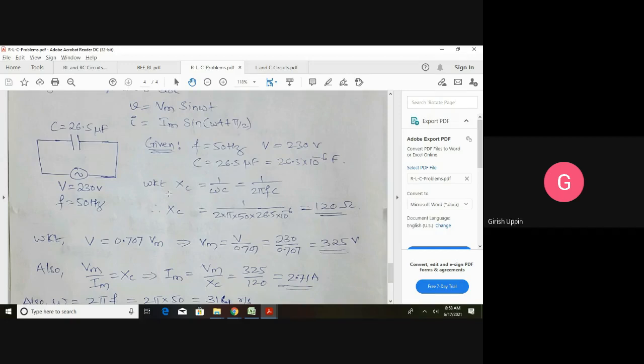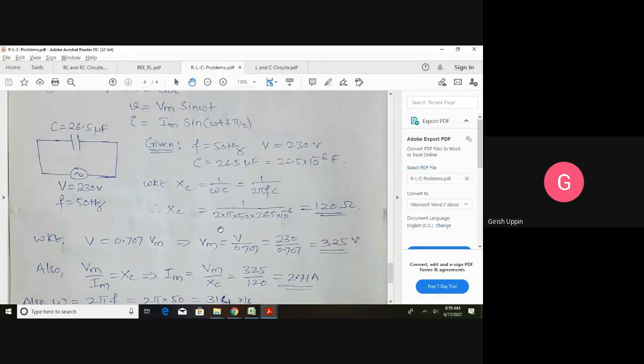Now, as I told you before, whenever C is given, first thing you will do is calculate XC. XC is equal to 1 by omega C. Again, common mistake, even before I said XC is equal to omega C. So you have to be very cautious. XC is 1 by omega C. Please remember that.